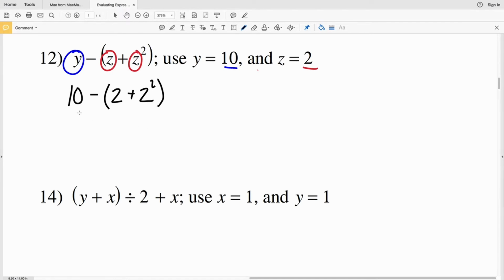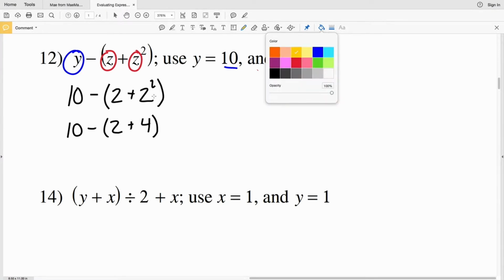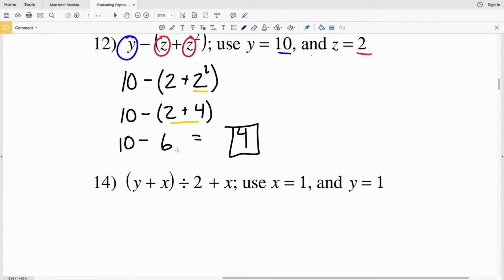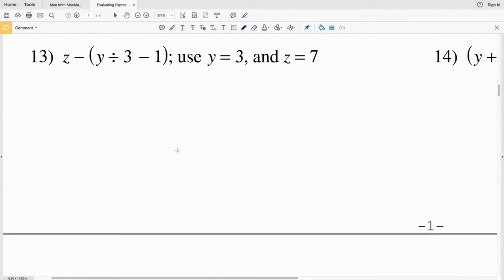So y we said was 10 minus z, which is 2, plus z squared, so that's going to be 2 squared. Doing the exponent first, we're going to have 10 minus 2 plus 2 squared is 2 times 2. That will give us 4. So now we're going to go ahead and do what's in the parentheses. So we're going to have 10 minus 2 plus 4 is 6. And that 10 minus 6 is going to be equal to 4. So 4 was our answer for number 12.